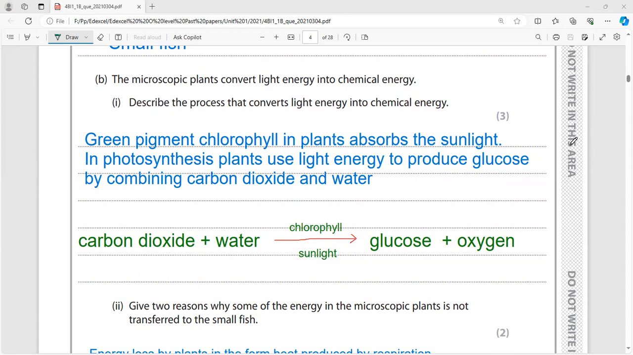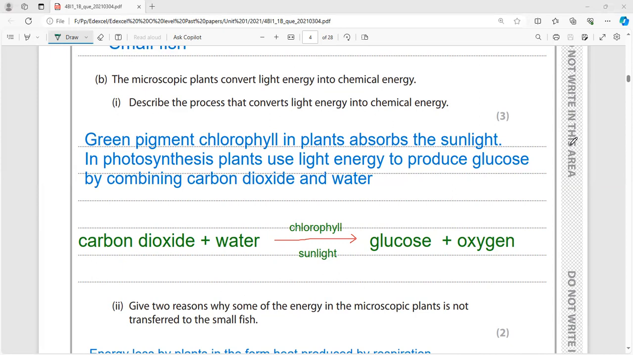So in the process of photosynthesis, carbon dioxide combines with the water in the presence of sunlight and chlorophyll to produce glucose and oxygen. So here we have raw materials, carbon dioxide and water, while the products are glucose and oxygen. The reagents in this process are the chlorophyll and sunlight.